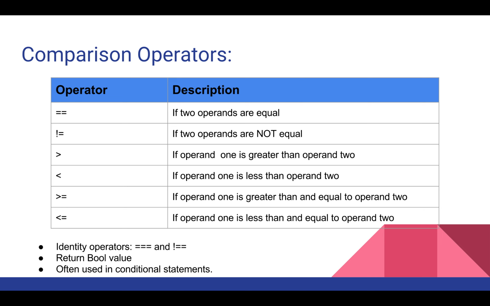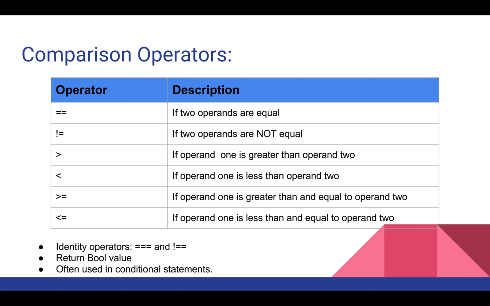Comparison operators. Swift supports all standard C comparison operators: equal to, not equal to, greater than, less than, greater than or equal to, and less than or equal to. Swift also provides two identity operators which are used to test whether two object references refer to the same object instance or not.